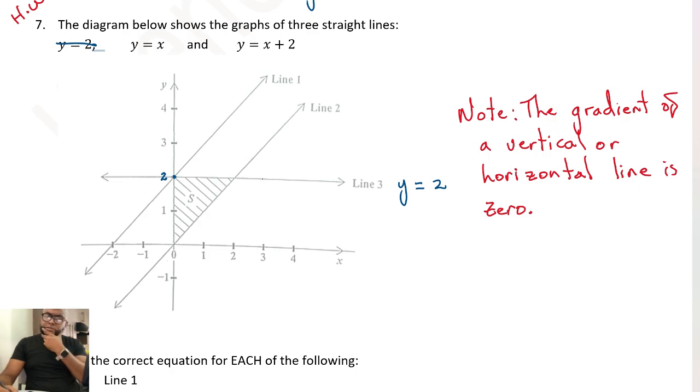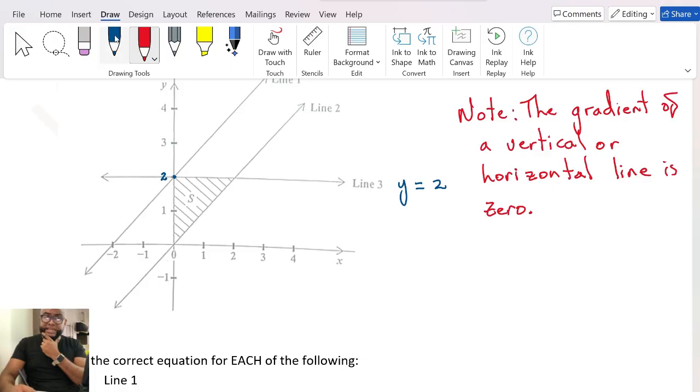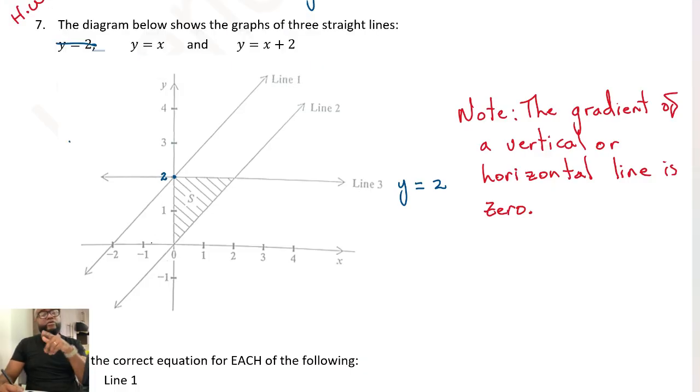Now, we have the line y is equal to x, meaning that on that line, every coordinate of y is the same as the coordinate of x, right? So I look at this point here. What are the coordinates of this point right here? 0, 0. The value of y is the value of x, meaning that y is equal to x.